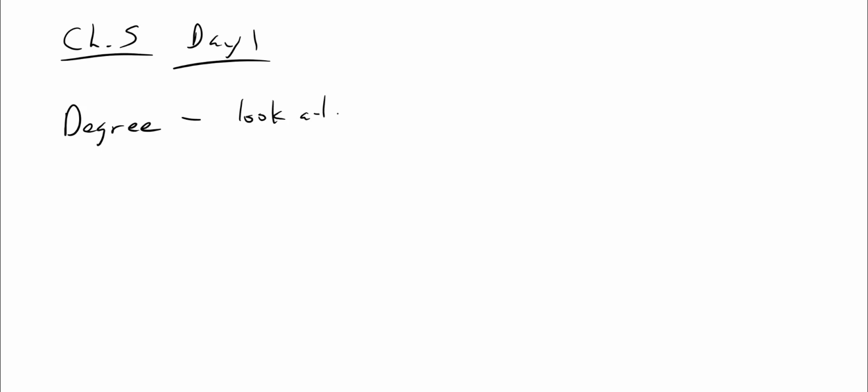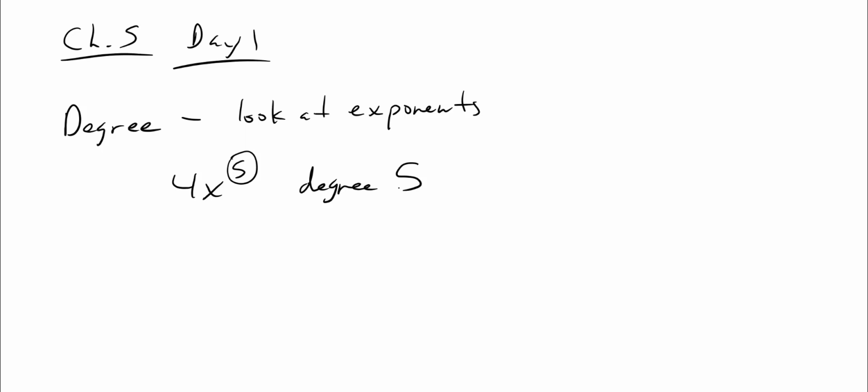So here's the deal, math fans. Again, we'll say it's chapter 5, day 1. And the first thing I want to talk about is degree. Degree is basically what you're going to do is look at the exponents. Let's start out with a really basic one. If I have 4x to the 5th, 5 is my degree. So this is degree 5. It's really easy. 10x to the 11th power. So this is of course degree 11. So you're only looking at the exponent.